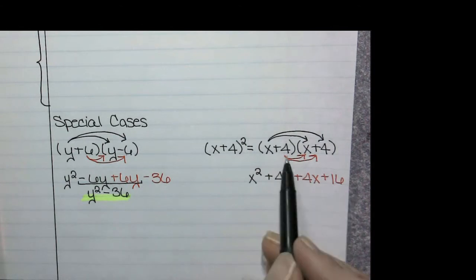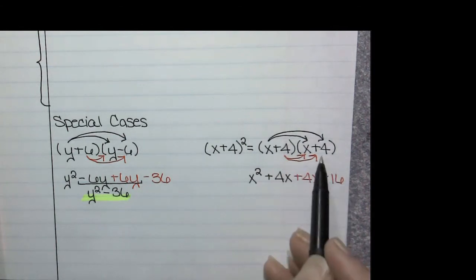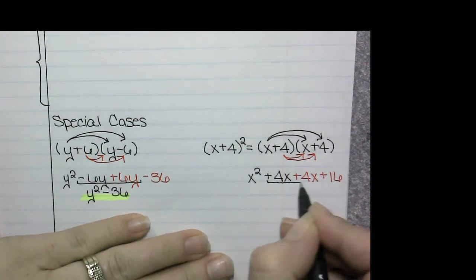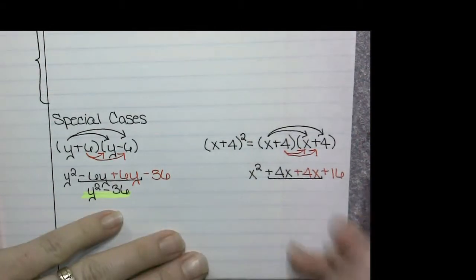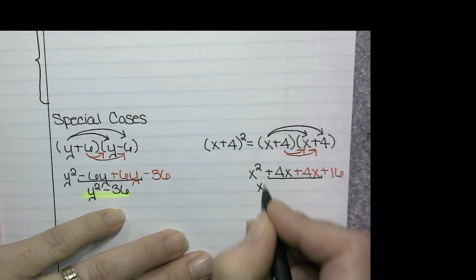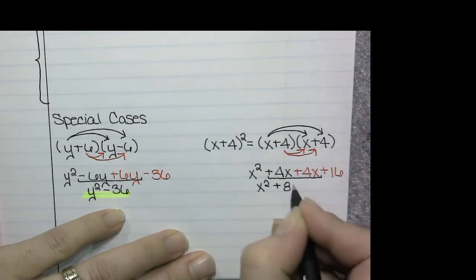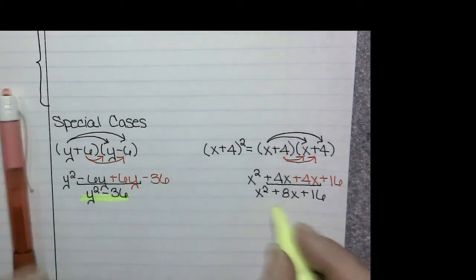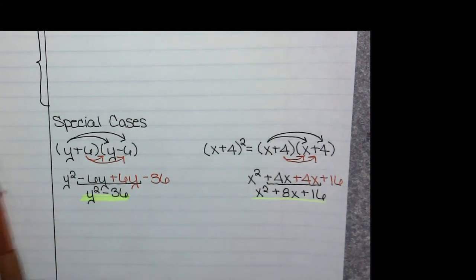Now I notice that my ends are matching, but they are both the same sign. So instead of losing that middle term, I'm just going to add those two numbers together, and we get x squared plus 8x plus 16. So these are what they call special cases. And we'll do some more examples of these in class.